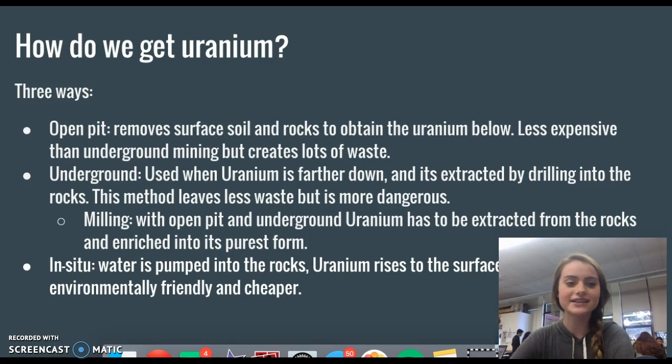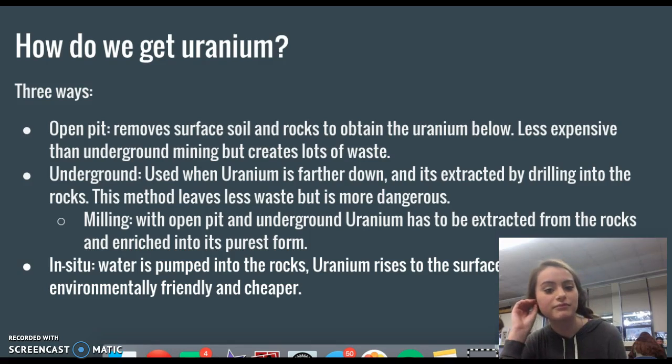And then second is underground mining, which is used when uranium is farther down. It's extracted by drills into the rocks, and this method leaves less waste, but is a lot more dangerous for the humans. And with open pit and underground mining, there's a technique called milling, which is used to extract the uranium and get it into its purest form. And it's enriched in tailings dams.